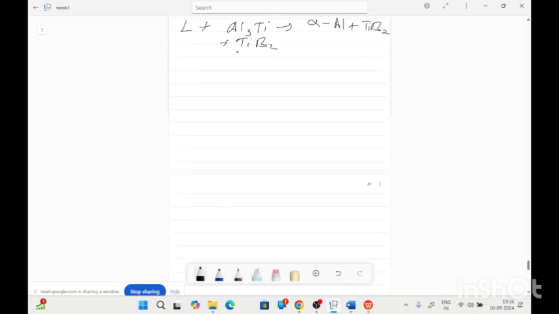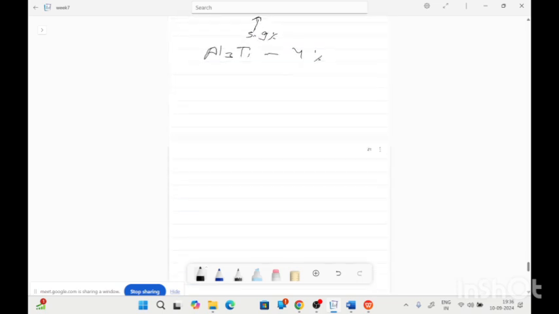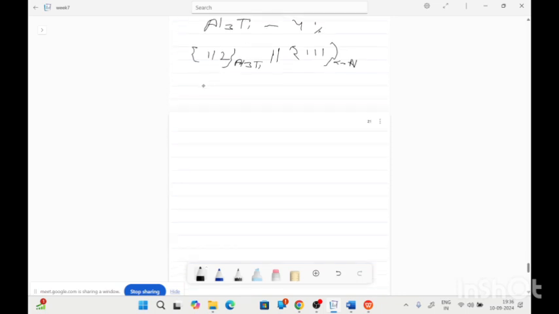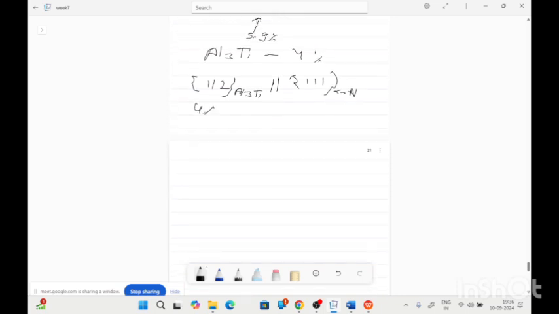But this disregistry for titanium boride is very high, that is 5.9%, while for Al3Ti it is only 4% disregistry between planes. So the 112 planes of Al3Ti and the 111 planes of alpha aluminium have only 4% mismatch.